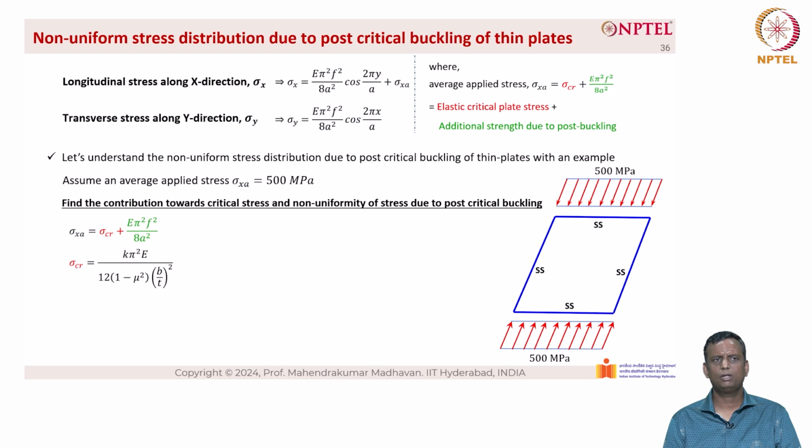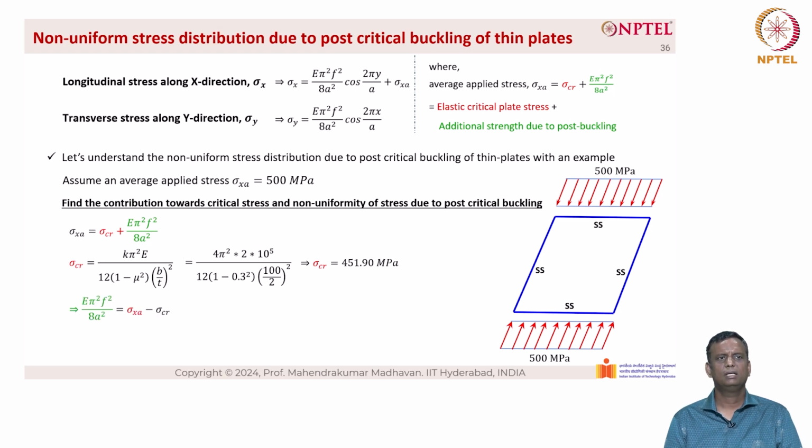So now let us find out sigma critical, which is given as k into pi square E divided by 12 into 1 minus mu square into b by t the whole square. Here, since it is all four sides simply supported, let us take k equal to 4. So 4 pi square into 2 into 10 power 5 divided by 12 into 1 minus 0.3 the whole square into b by t, which is 100 by 2. So the width of the plate is 100 and the thickness of the plate is 2. So when we do so, we have sigma critical equal to 451.9 MPa.